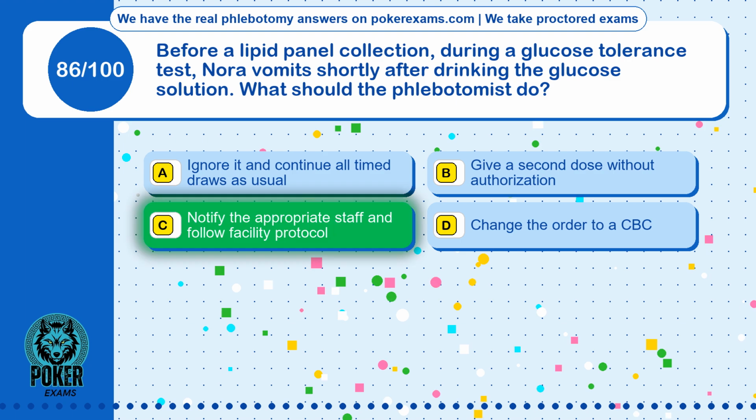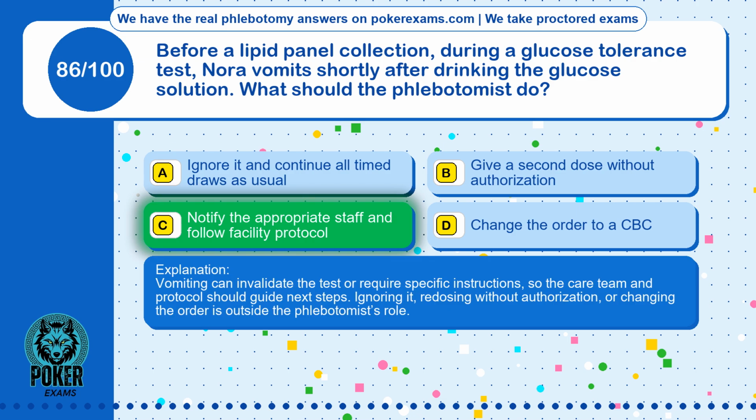The correct answer is option C. Notify the appropriate staff and follow facility protocol. Vomiting can invalidate the test or require specific instructions, so the care team and protocol should guide next steps. Ignoring it, reducing without authorization, or changing the order is outside the phlebotomist's role.